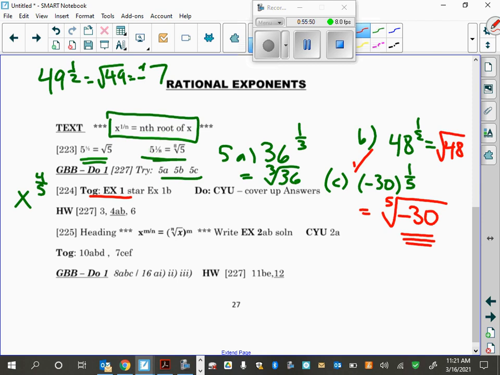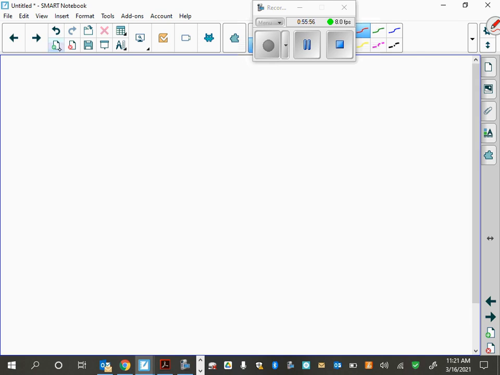So let's do these. This is the CYU. It's called Check Your Understanding questions. This is on page 224. Don't turn to page 224, please, because it has the answers. I don't want you to look at the answers. So just shut your book. I'll give you the questions, and you can do them.